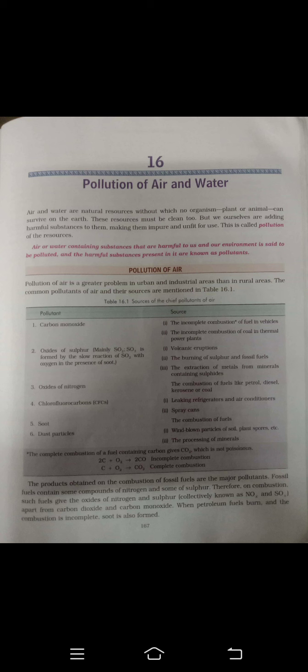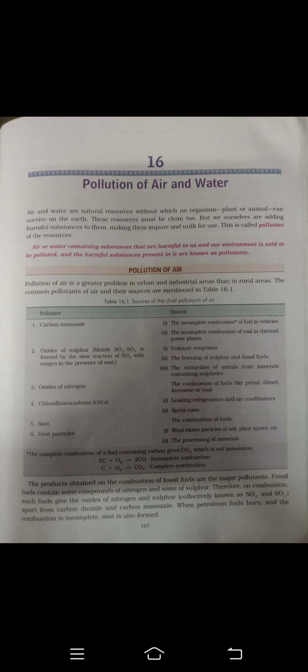Class 8 Chemistry Lesson 16: Pollution of Air and Water. Air and water are the natural resources without which no organism, either plants or animals, can survive on the earth. These resources must be clean too, but we ourselves are adding harmful substances to them, making them impure and unfit for use. This is called pollution of the resources.